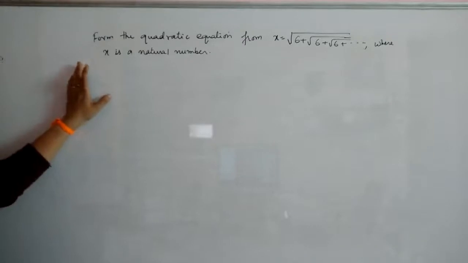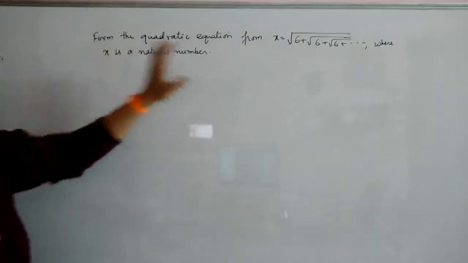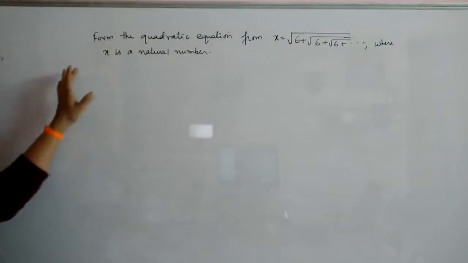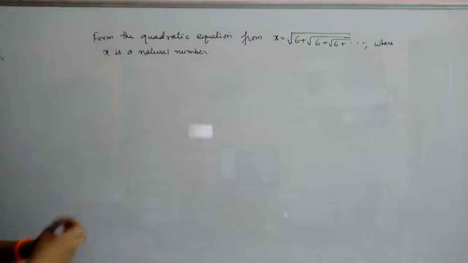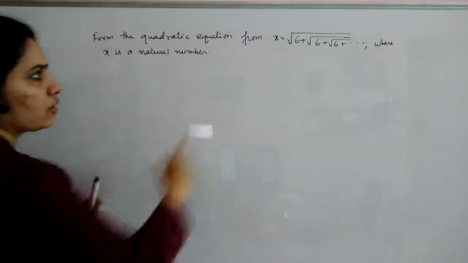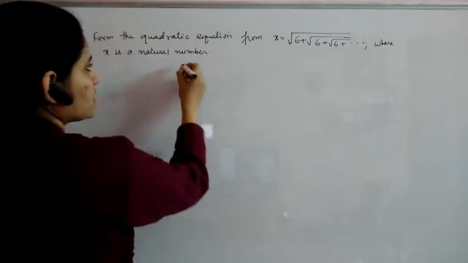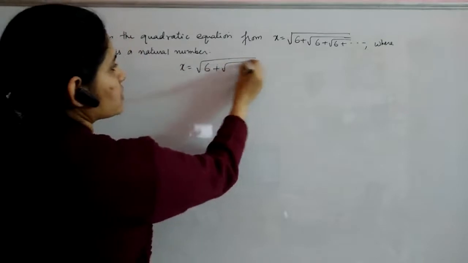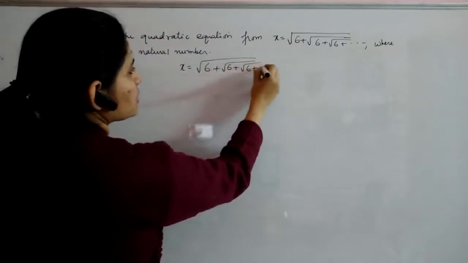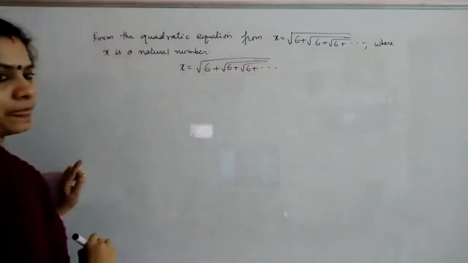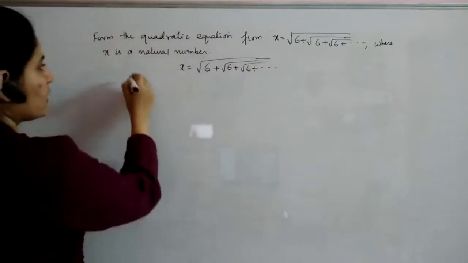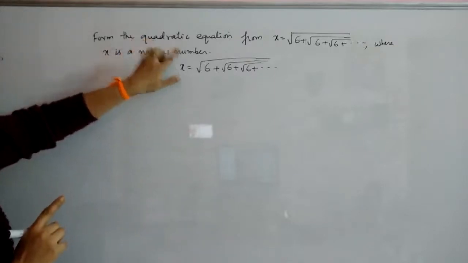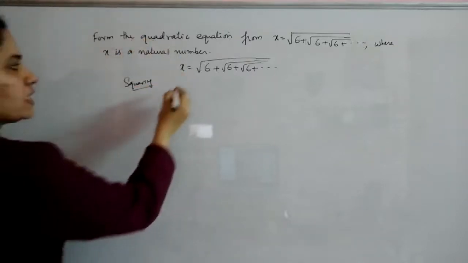The question is, form the quadratic equation from x is equal to root of 6 plus root of 6 plus root of 6 plus etc., where x is a natural number. You have to form a quadratic equation containing x. So we'll start with what is given: x is equal to root of 6 plus root of 6 plus root of 6 plus etc. Now I'm squaring both sides, because for a quadratic equation you should have the degree of x as 2.